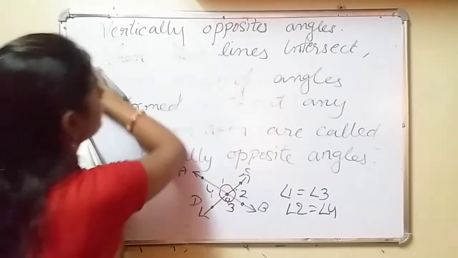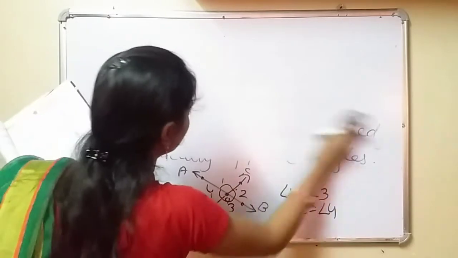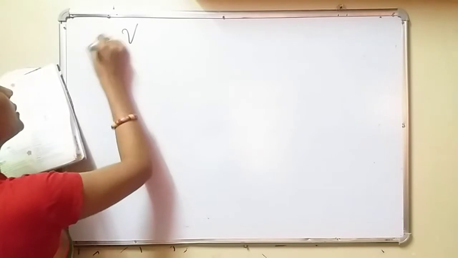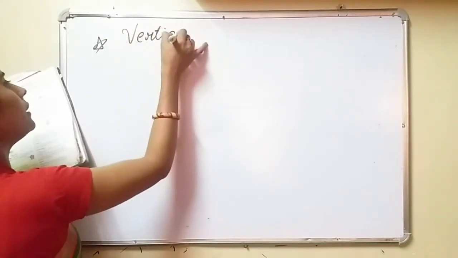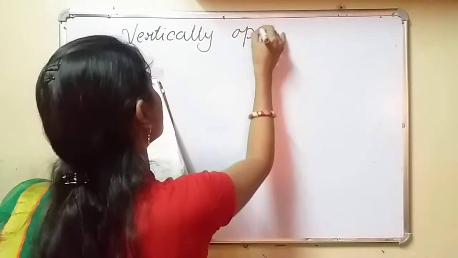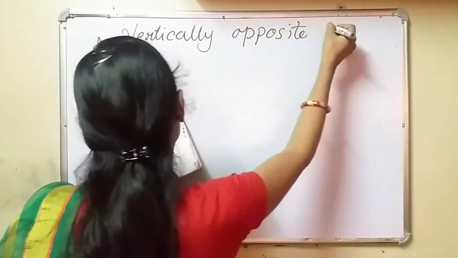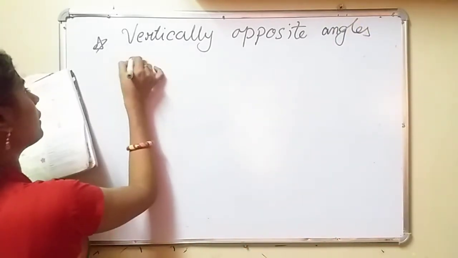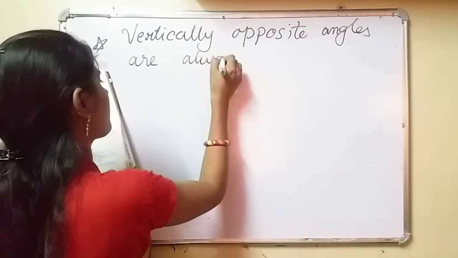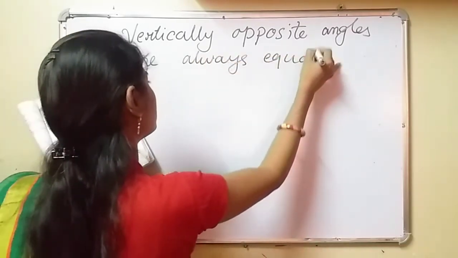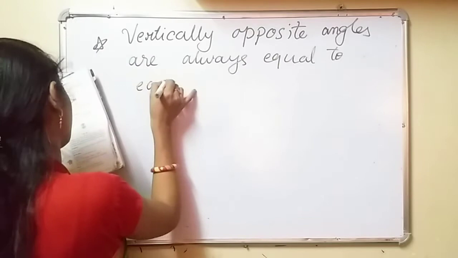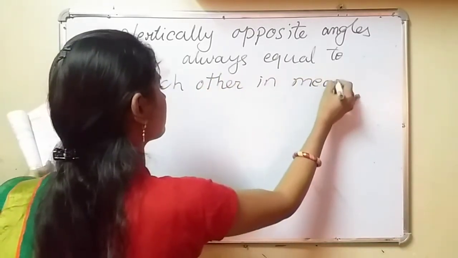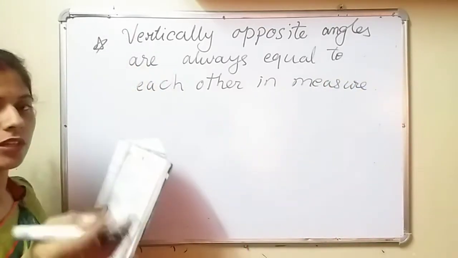Now see, write one more point here. Vertically opposite angles are always equal to each other in measure. Okay, these are always equal to each other in measure.